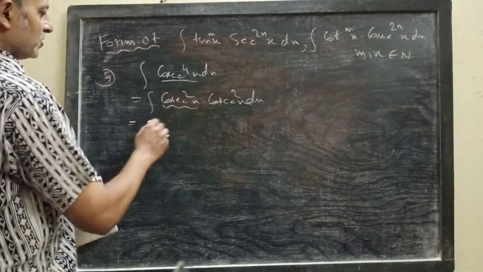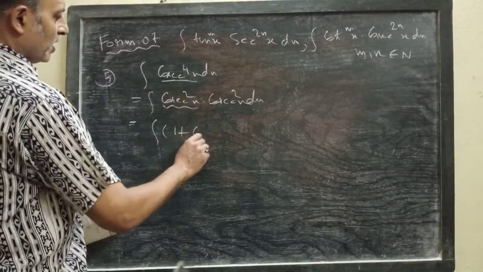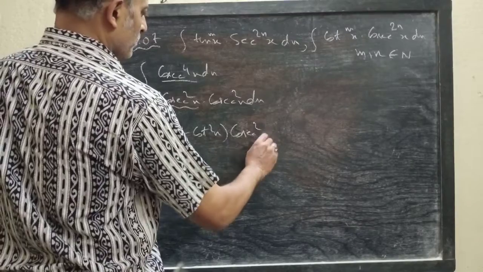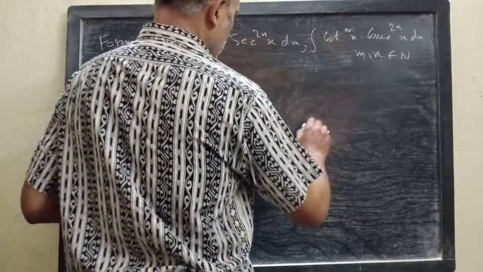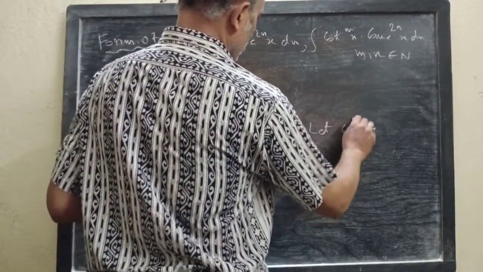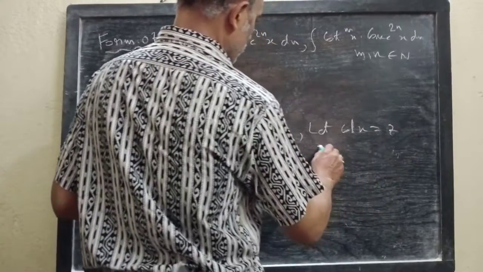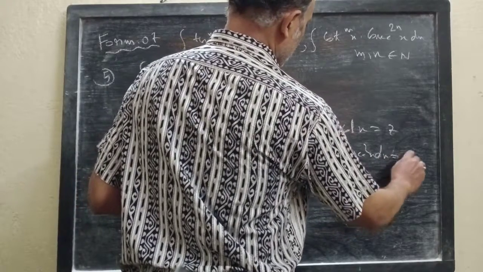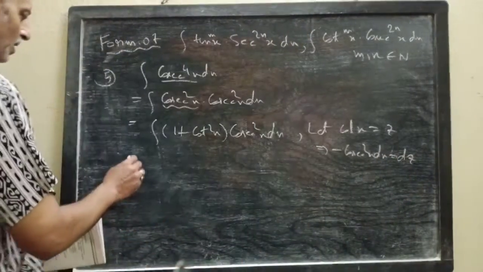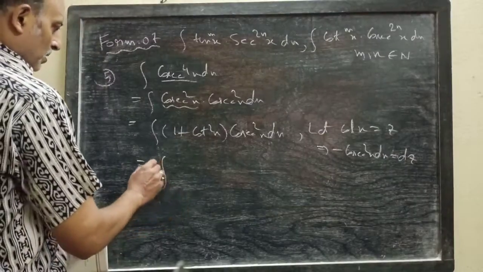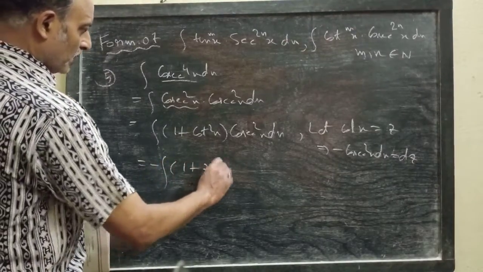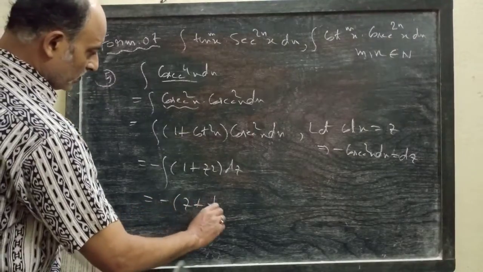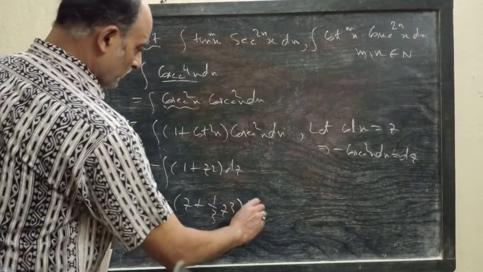Now write this cosec square x as 1 plus cot square x, into cosec square x dx. Now let cot x equal z. So you get minus cosec square x dx equals dz. So you get minus integral of 1 plus z square dz. So your answer will be minus z minus 1/3 z cube plus c.